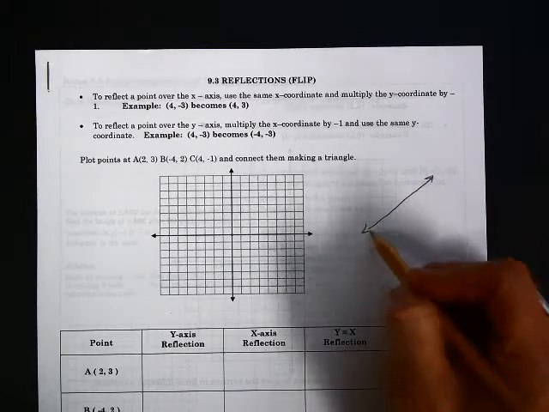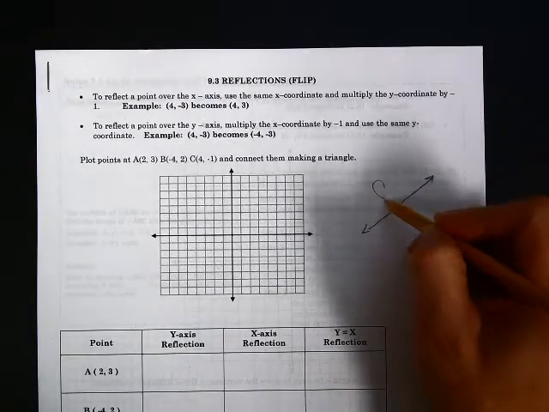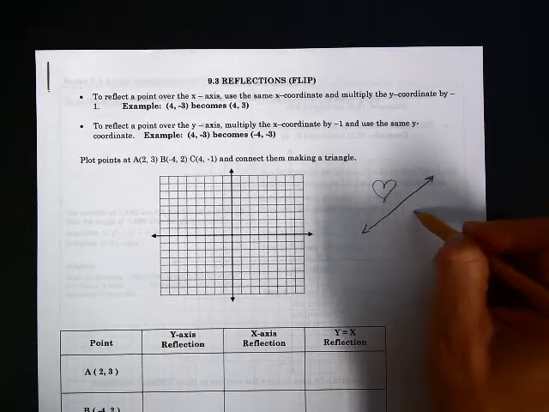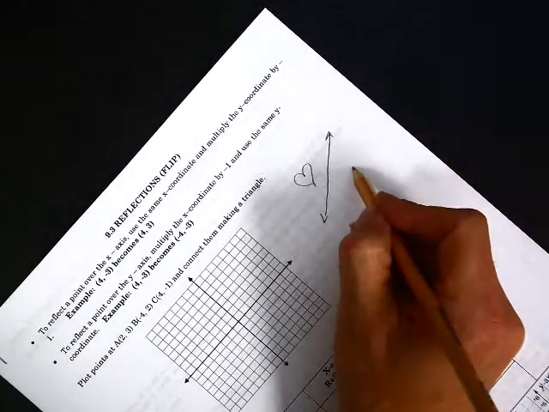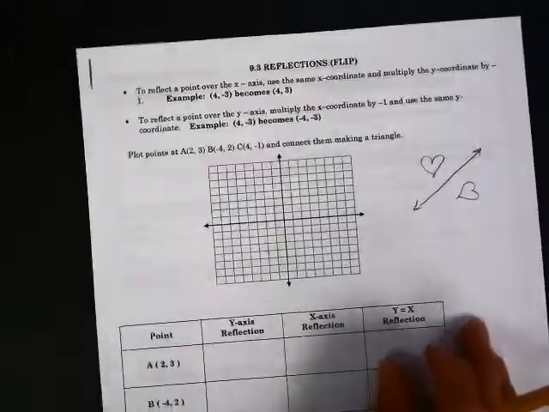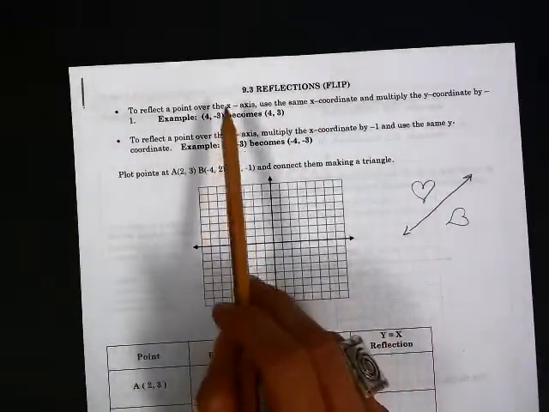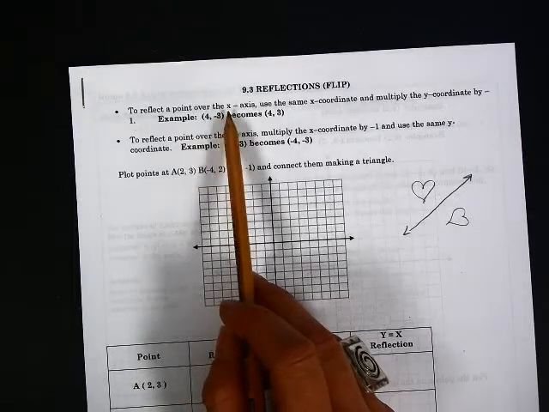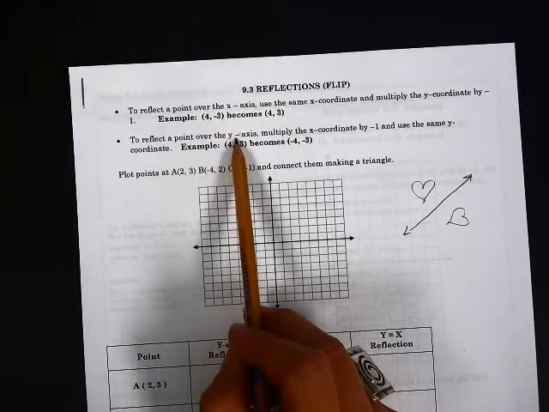However far away your image is from the mirror, it's going to be the same distance on the other side. So no matter which direction your line is going, if I have a heart right here, I'm flipping it and it's going to be the same thing over here on this side.